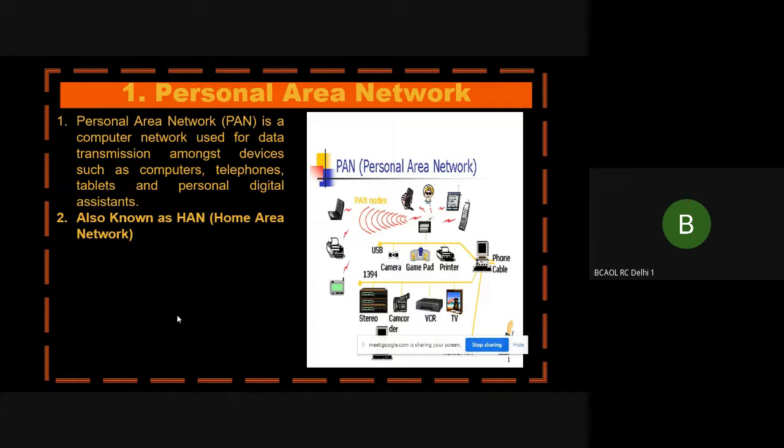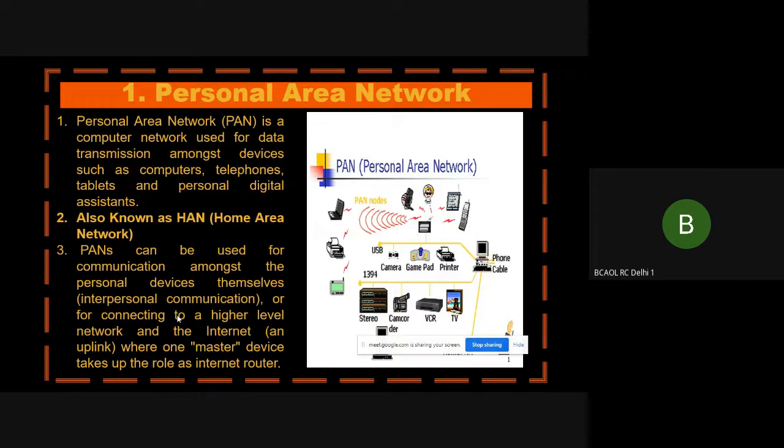Nowadays, you are getting devices which your mobile can operate. That kind of a system is also there. All those things are a personal area network. A PAN can be used for communication among the personal devices themselves, interpersonal communication, or for connecting to a higher level network and the internet, an uplink, where one master device takes up the role of internet router. So this is a personal area network.